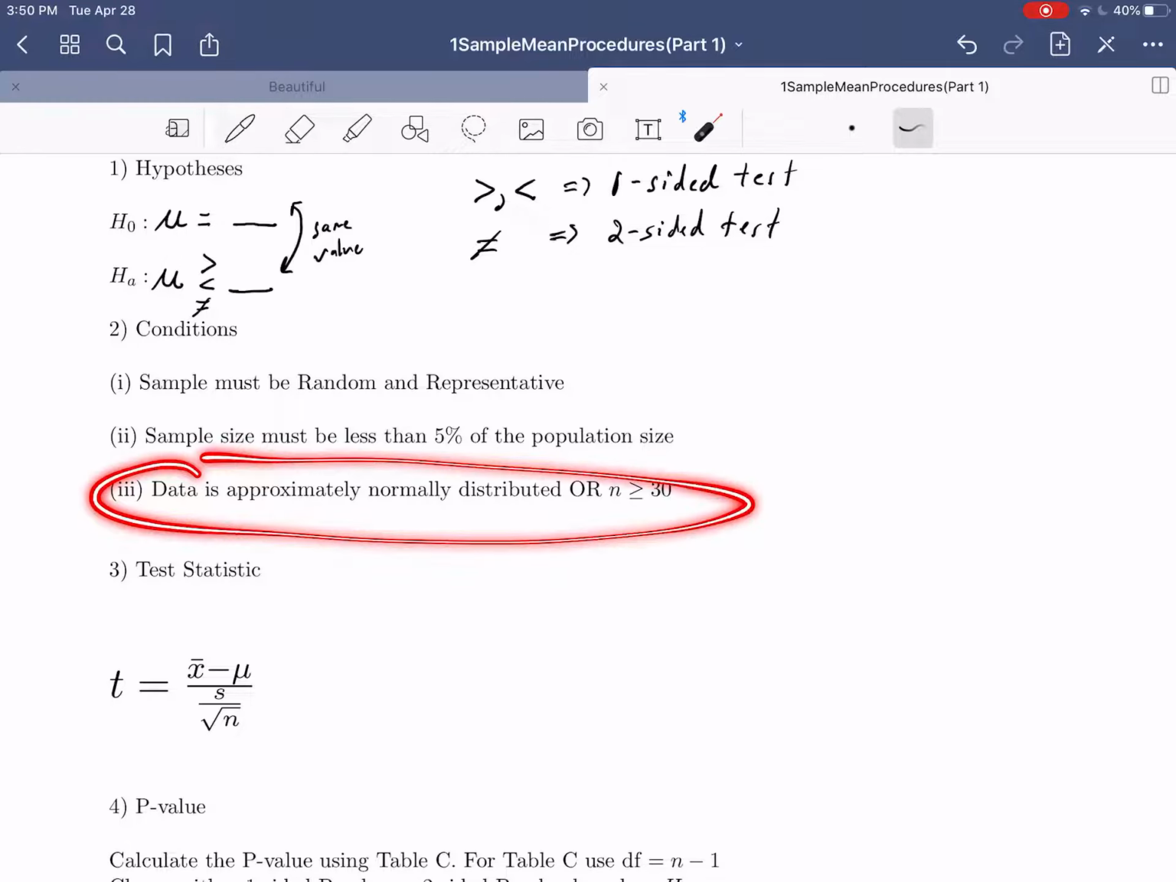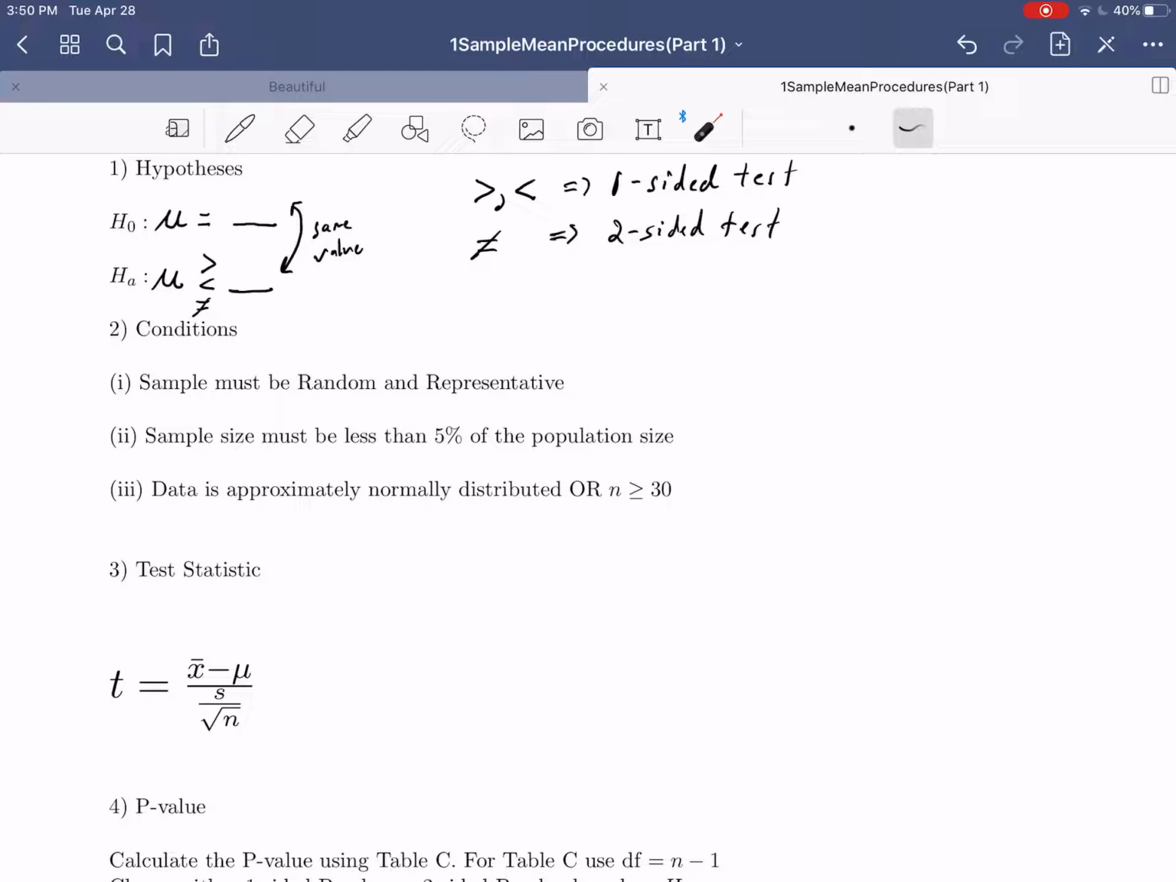The third and final component that we need to check is that the data is approximately normally distributed. If we need to do this, we'll often use a stem and leaf plot and actually look at the data and decide if it's approximately normally distributed. Or we can simply have a large enough data set where the central limit theorem will assure us that our sampling distribution will be normally distributed. That means our sample size needs to be greater than or equal to 30.